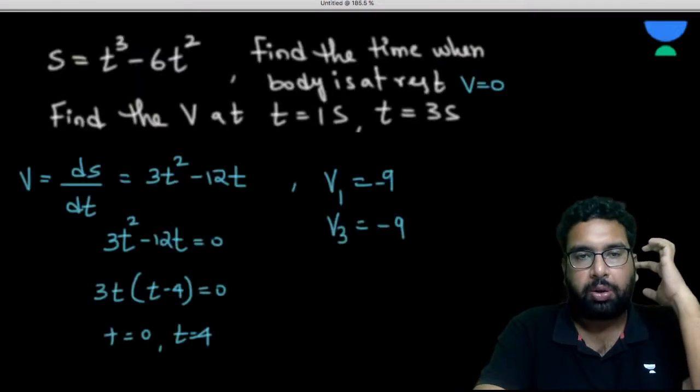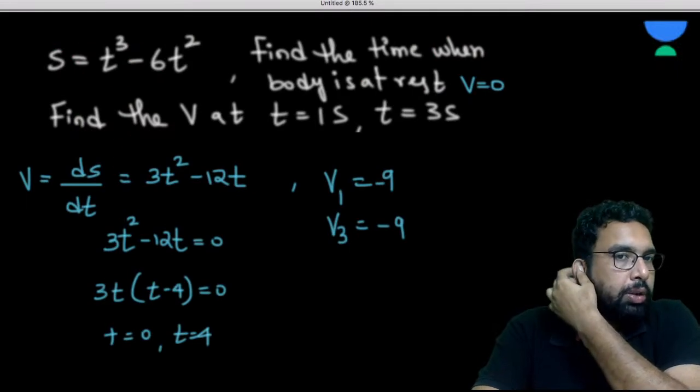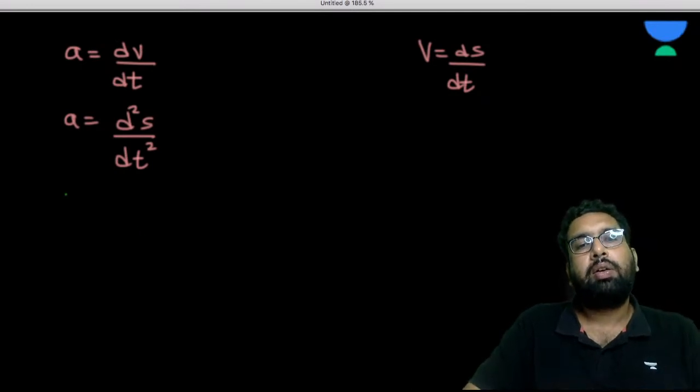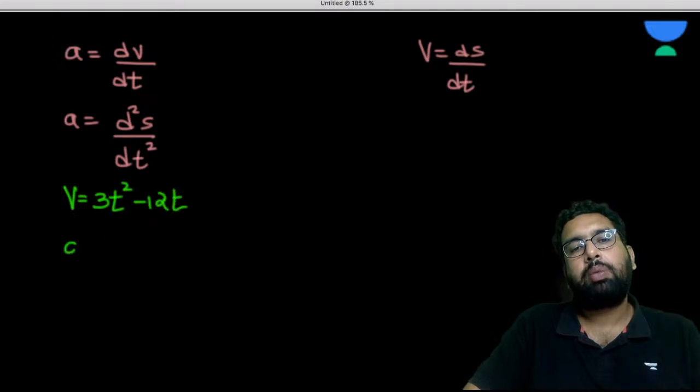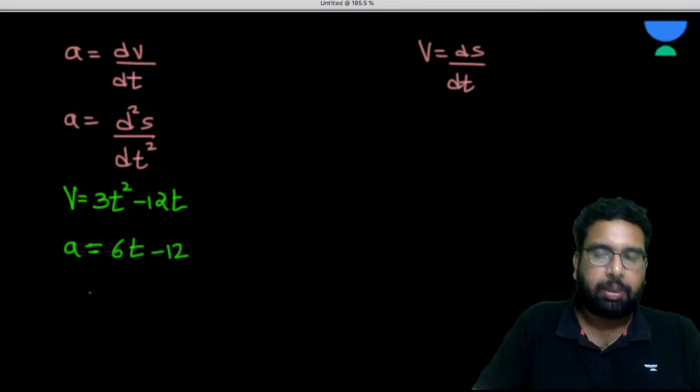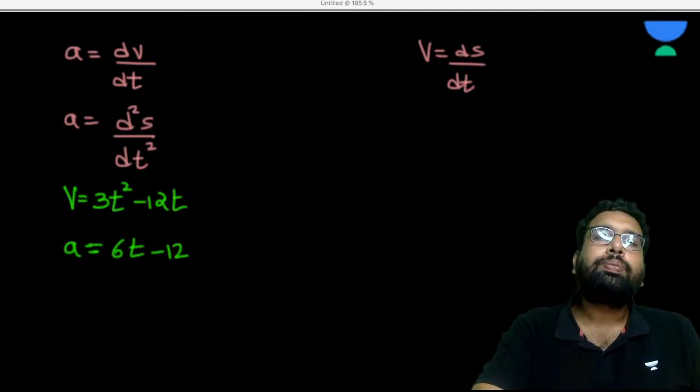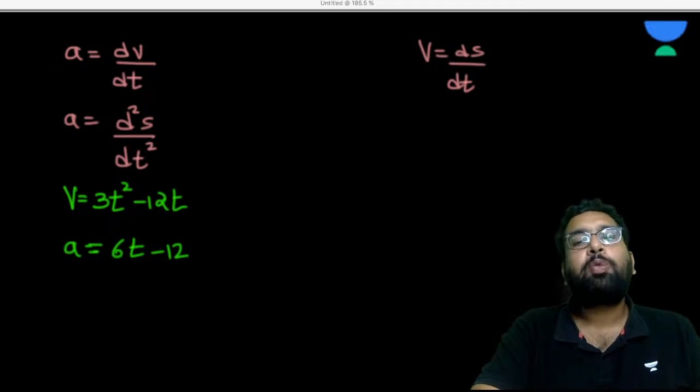Now in the same case, if we want to have the acceleration as well, what is going to be the acceleration? The velocity is 3t square minus 12t. So the acceleration is going to be dv by dt, that is 6t minus 12, isn't it? dv by dt or d2s by dt square is going to be 6t minus 12. I hope it is fine to everyone. So from velocity you can get the acceleration, and from displacement you can get the velocity. So from displacement, obviously, we can get the acceleration as well.